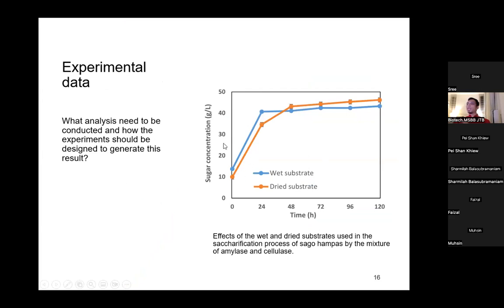So when we do the analysis, all right? When we do the analysis, we will get the data and then we convert it into the results. So these kinds of results, right? So that we can see something happen or some pattern from our experiment. So what analysis need to be conducted and how the experiment should be designed to generate this result? So what are the analyses that we need to conduct? Anyone? If you want to generate these results, what analysis do we need to conduct?